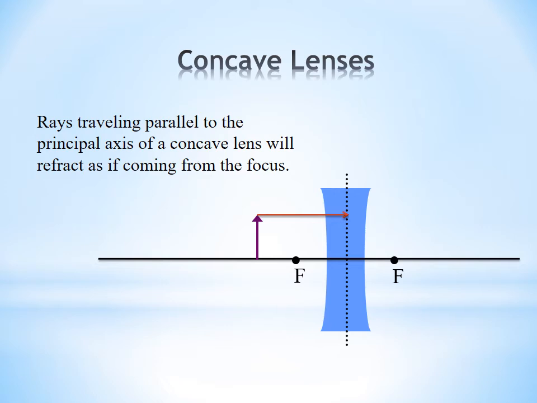First ray, which is called the parallel ray. This ray is incident parallel to the principal axis, and this ray will refract and diverge this way. And the extension of the refracted ray will pass through the focus this way. So the first ray is parallel to the principal axis and it will refract and diverge. The extension of the refracted ray will pass through the focal point.